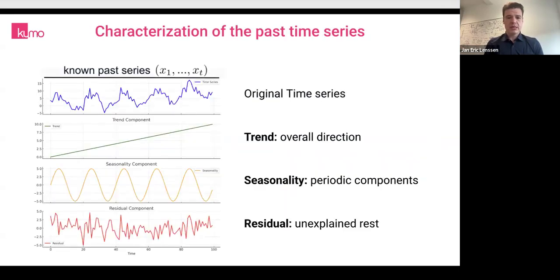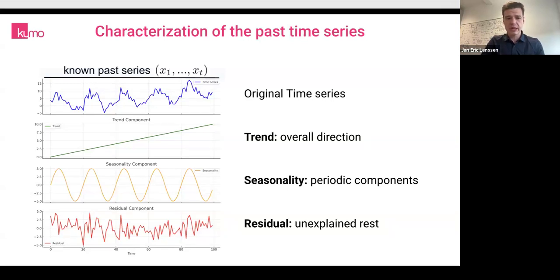You can decompose this past time series, for example, into multiple components. Here, in a very simple model, you would decompose it into three different components. These are the trend, which indicates the overall direction of the past time series; then the seasonality, which contains all the seasonal, periodic components of the time series. For example, for sales, when they always go down on the weekend, this would be modeled using a seasonal component. And then you have a residual component, which explains all the rest that is not explained by the other two components.